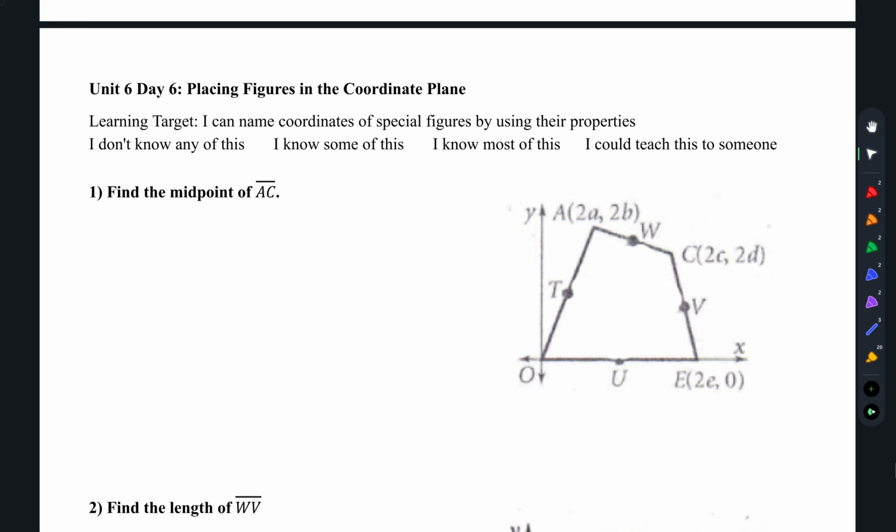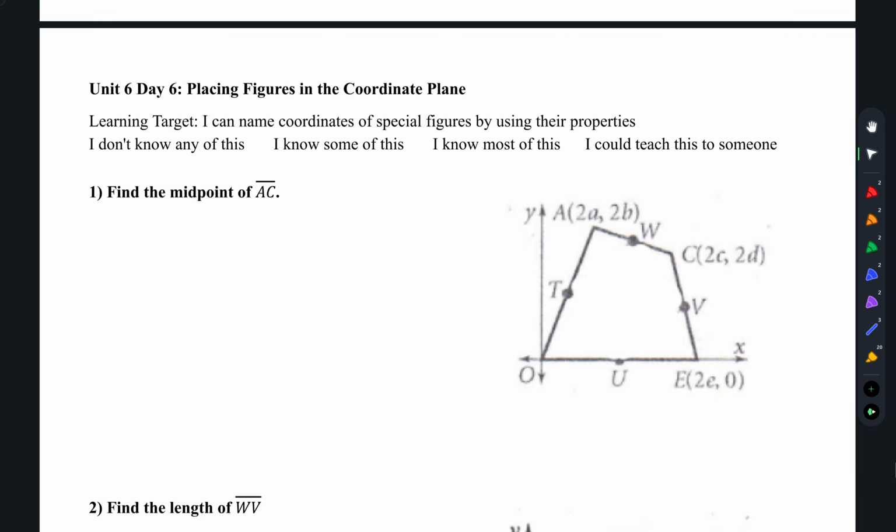6.6. Yes, this does appear on your test. It's not the most important concept we've ever learned, but they love, love, love to put these problems on the ACT. You'll probably see one similar to the ones on this page, one similar to the ones on the next page. They love these problems. And they're interesting, like fun algebra problems. So let's take a look here at 6.6, placing figures in the coordinate plane.